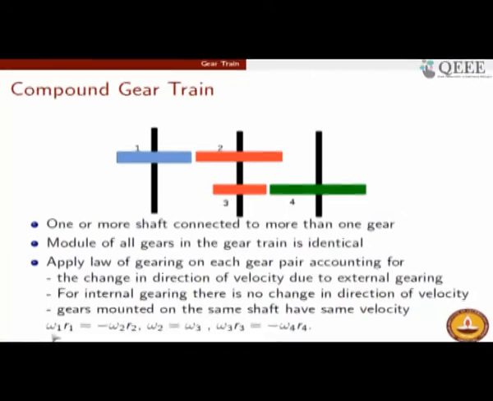Between 1 and 2 we have this formula, omega 1 R1 is equal to minus omega 2 R2. But 2 and 3 being mounted on the same shaft will have the same velocity. So therefore omega 2 is equal to omega 3, and finally omega 3 R3 is equal to omega 4 R4, but with a flip in sign because it is an external gearing. So there are three formulas that we have.